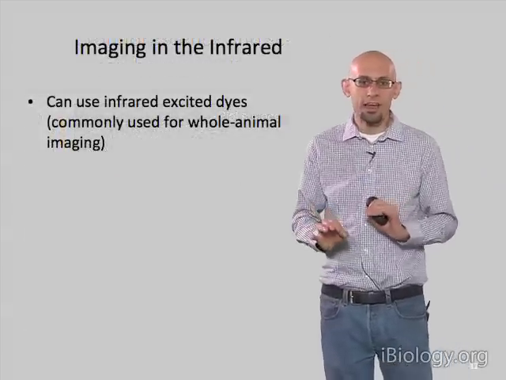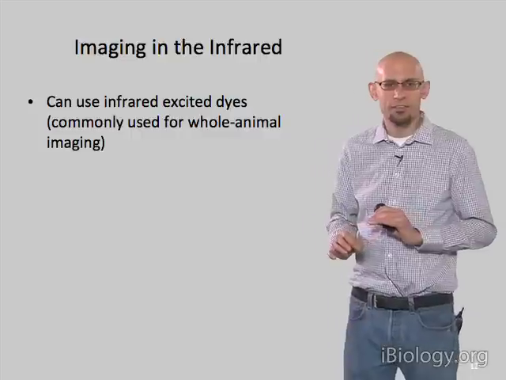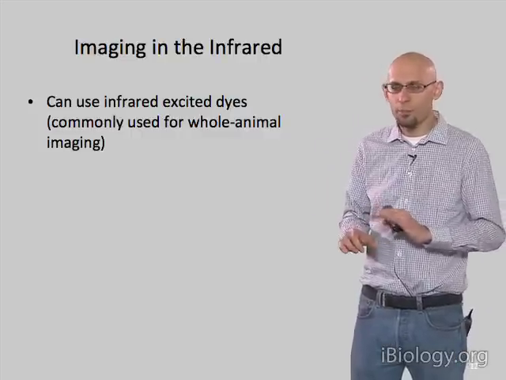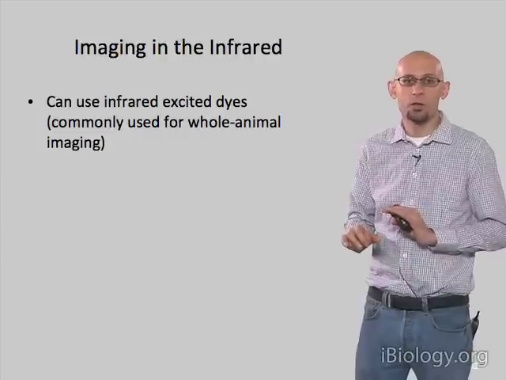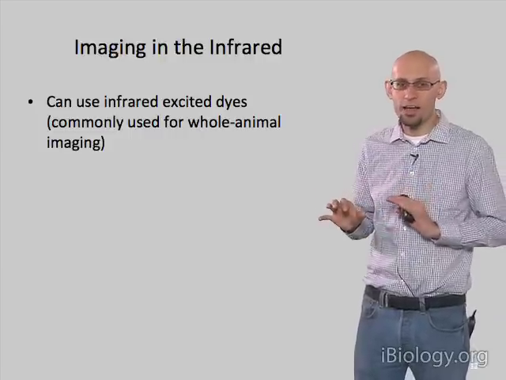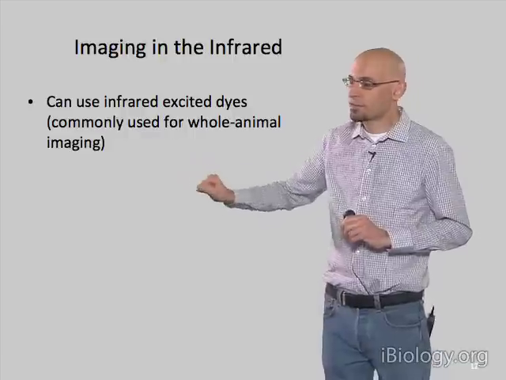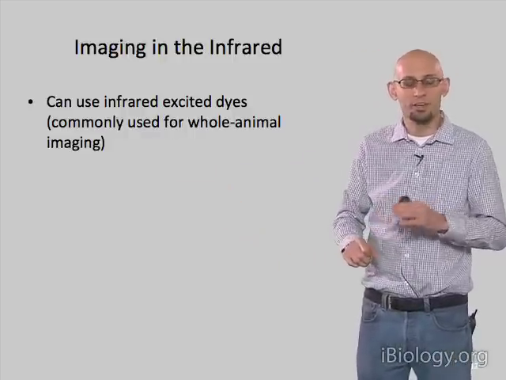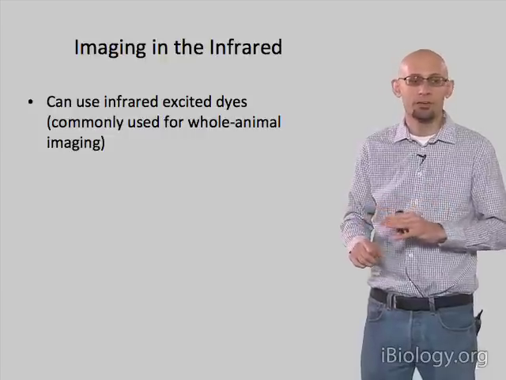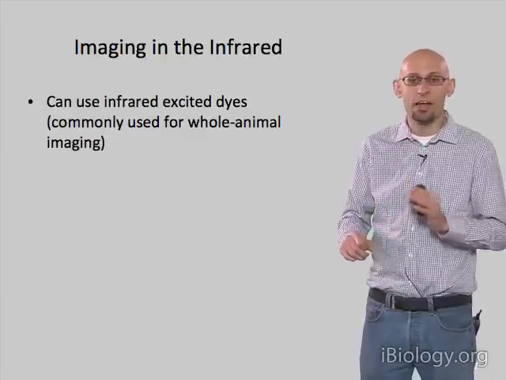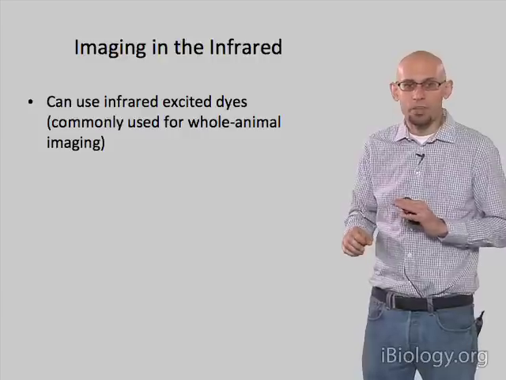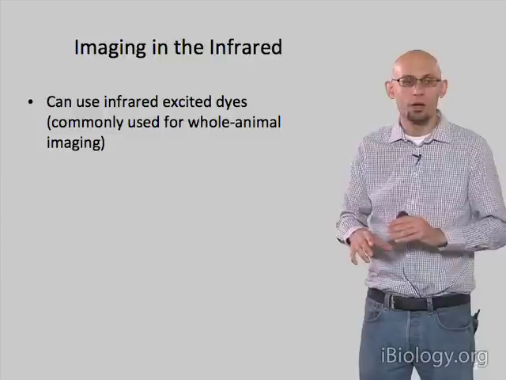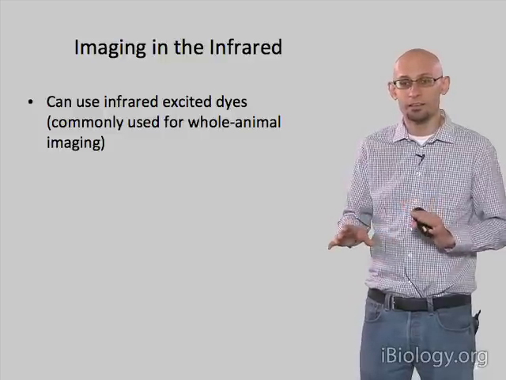So the absorption and scattering concerns I've discussed suggest that really we should be imaging in the infrared. And there's a couple possibilities to do that. One is to use infrared excited dyes. So these are dyes like Ti-7 or other dyes that are excited at 700, 800 nanometers and emit around 900 or 1,000 nanometers. These are commonly used for whole animal imaging, these kinds of devices where you are looking at tumors, say in an entire mouse.